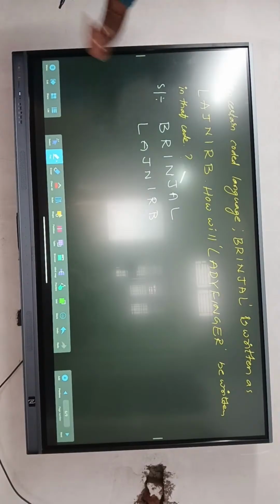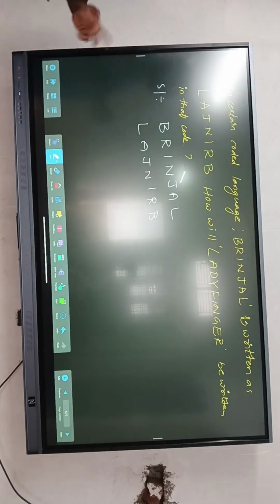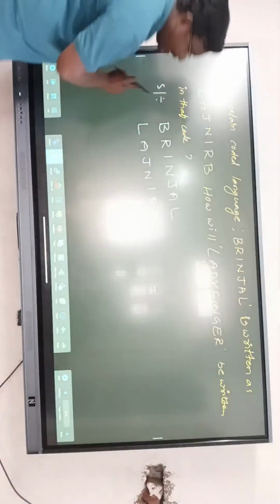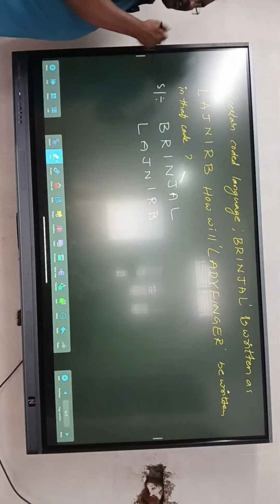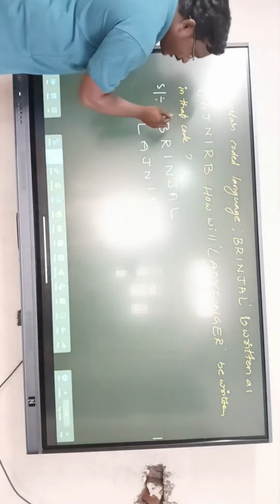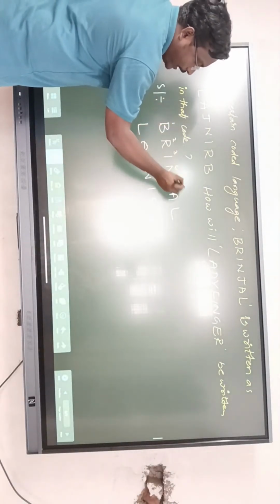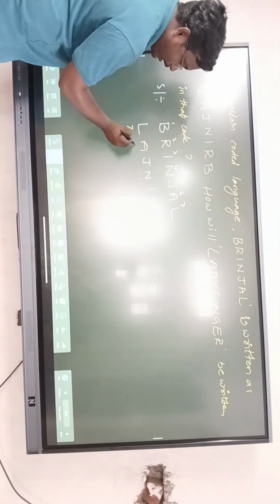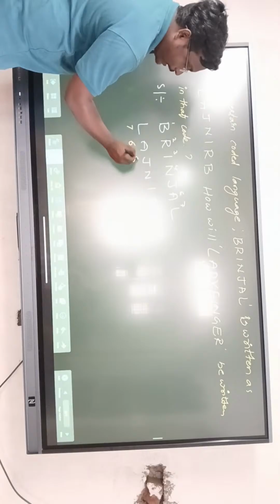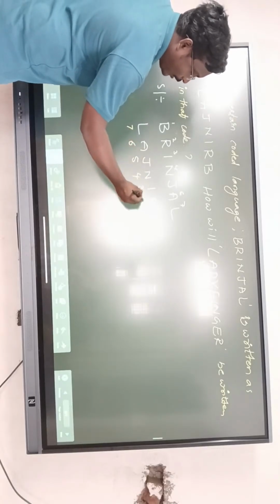If I observe, the first one has no interchange. Second one is what? Reverse order. First, is there any possibility of opposite pairs? No. So we need to check reverse. Before going to the reverse, we can give the numbers 1, 2, 3, 4, 5, 6, 7. L for what? 7. A for what? 6. J for what? 5. N for what? 4. I for what? 3. R for what? 2.